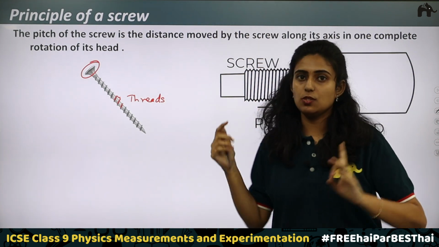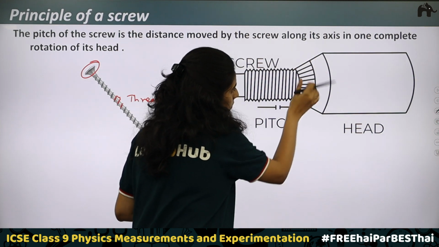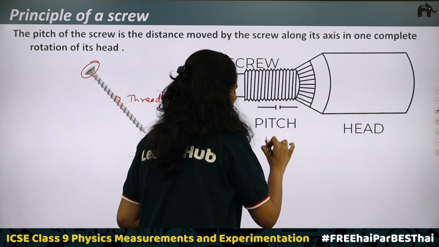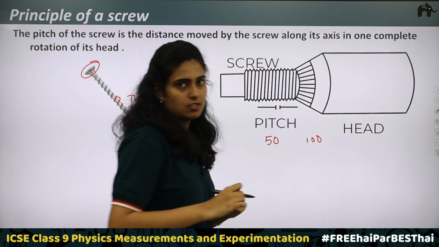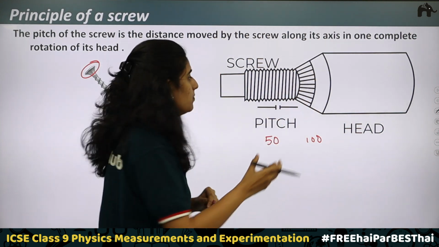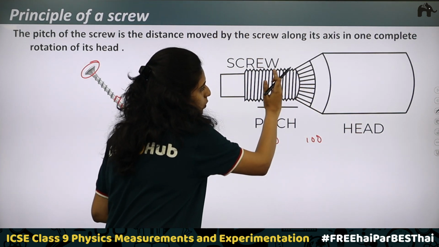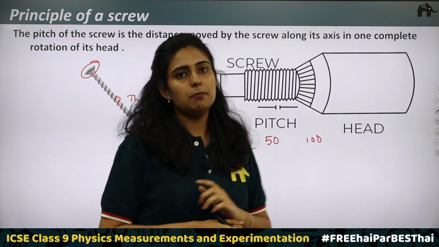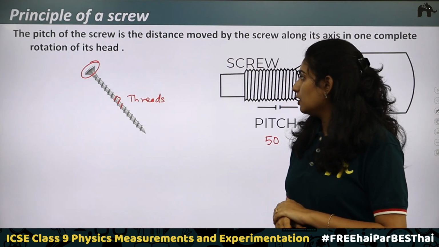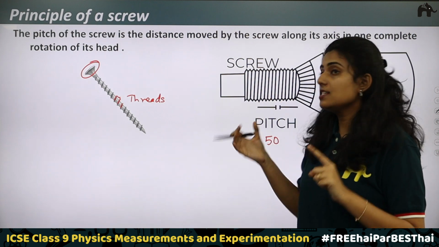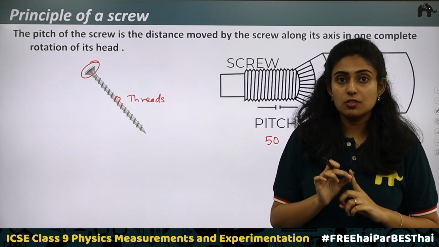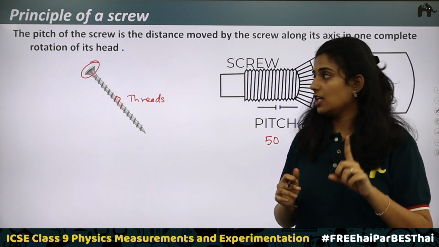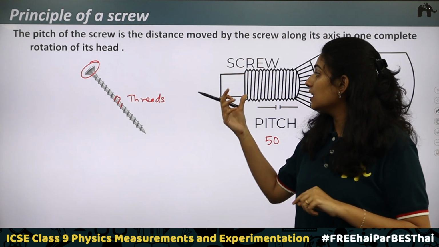So in case of a screw gauge, you will be having a head. This is a circular head. In the circular head, there will be many divisions. Usually it will be 50 or it will be 100 divisions. When you rotate this, there will be movement. This will be moving forward and backward. You can see the cylindrical part. With this you can make the measurements. Clear? First we need to understand what is the pitch of a screw. Pitch of a screw is the distance moved by it in a complete rotation. In one rotation, how much distance it moves is called the pitch of the screw.